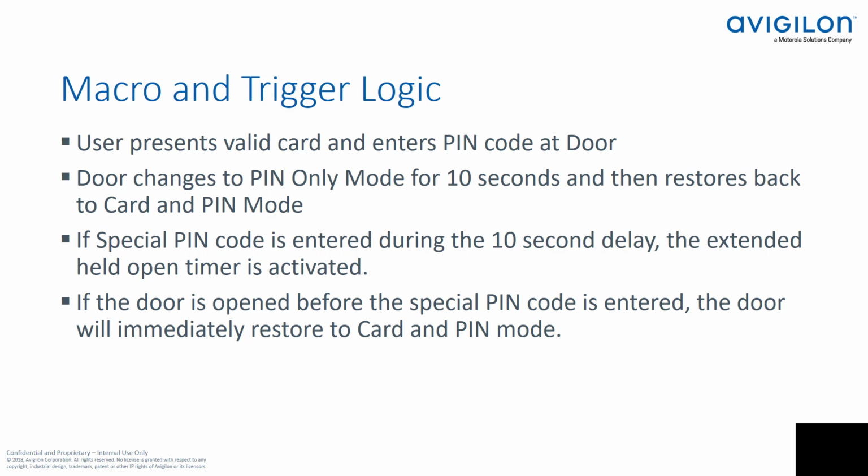Before I walk you through the configuration of this example in ACM, let's first review the macro and trigger logic we'll be using. First, the user will present their valid card and enter the PIN code at the door. That will trigger the door mode to change to PIN only mode for 10 seconds and then restore back to card and PIN mode. If during that time the special PIN code is entered, the extended held open timer is activated. In this case, we're going to use 30 minutes for our extended held open timer. Now, if the door is opened before the special PIN code is entered, the door will immediately restore to card and PIN mode.